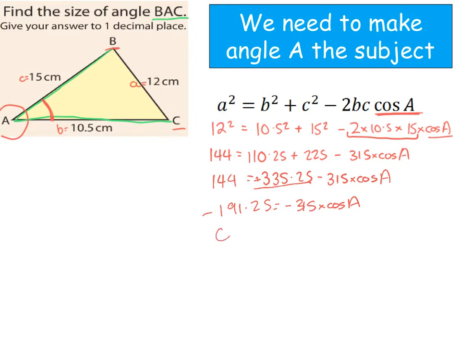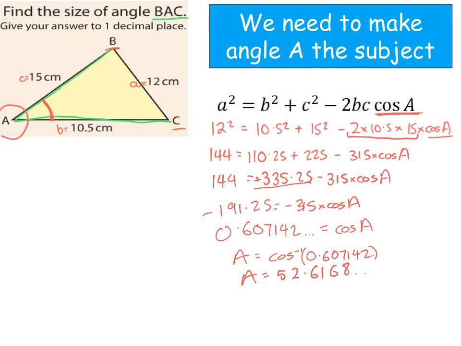That will give you 0.6071428, and so on. Your calculator will remember that. And then this is the cosine of A, not A, so you could do the inverse of cosine. So A is equal to cos inverse of our answer there before. Remember, you can just use the answer button on your calculator. You don't have to write it all out like this. And then that would give you that A is equal to 52.6168 degrees. To one decimal place, that's just going to be 52.6 degrees.